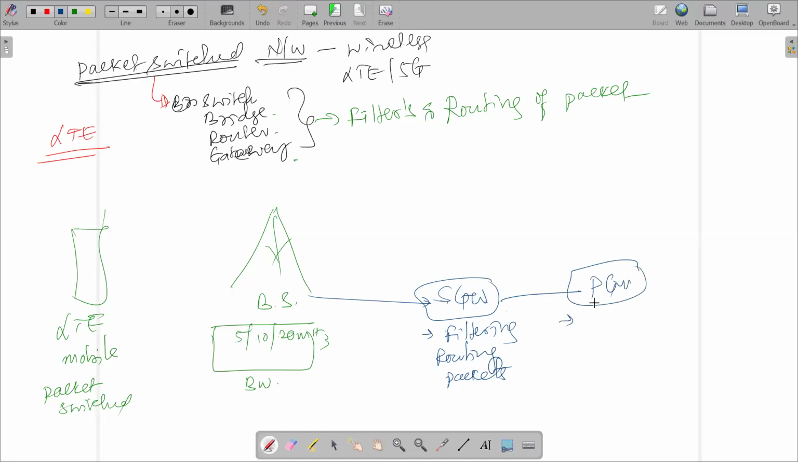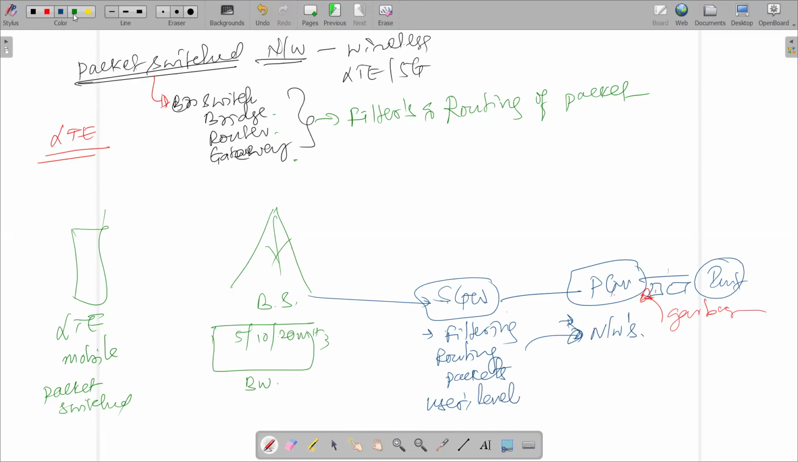Both do the job. This is network level, this is user level. So the S gateway does user level filtering, whereas the P gateway does the same functionality, filtering and routing, but at network level. This is further connected to the internet. For example, packets are coming like this. The P gateway will check whether the packet is for the LTE network or not. If not, it will be placed into the garbage. It acts as a firewall also.